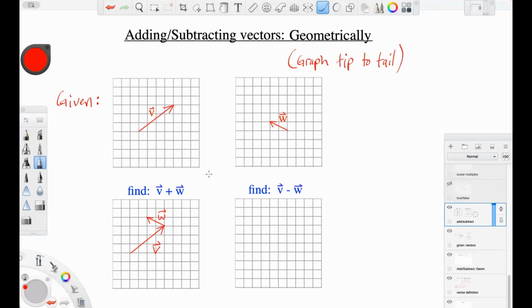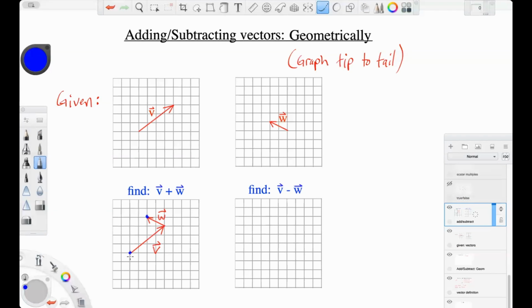Now, when we look at the result, this says find v plus w. What we're really looking at is that no matter how many vectors we're adding together, we always want to start at the very first starting point. Whichever vector we graphed first, this is where we start for our resultant vector, and then we move toward the final end point.